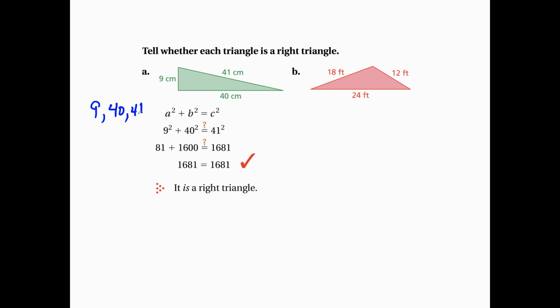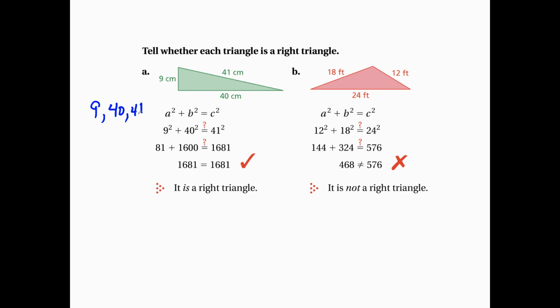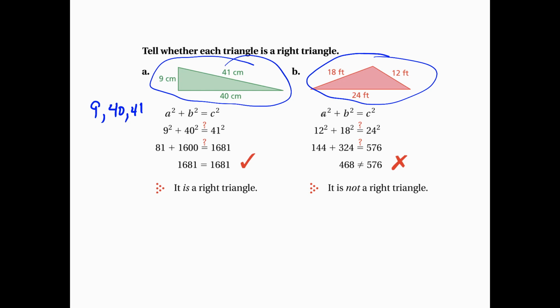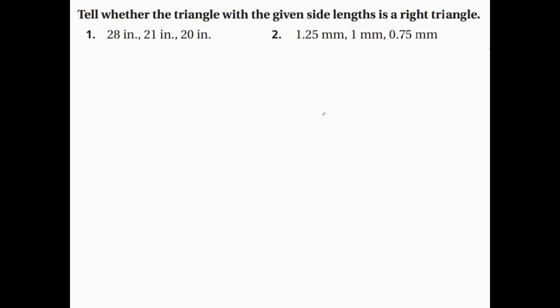What about the second one? I write down the formula, I put in the numbers, I do the math, and I see 468 does not equal 576. So this is not a right triangle, where this one is a right triangle. Okay, so let's move on and you guys practice. So tell whether the triangle with the given side lengths is a right triangle. So I'll pause the video so that you can work these out.